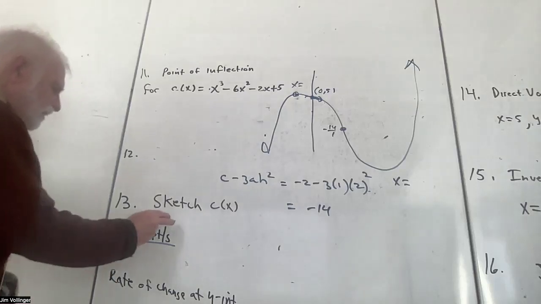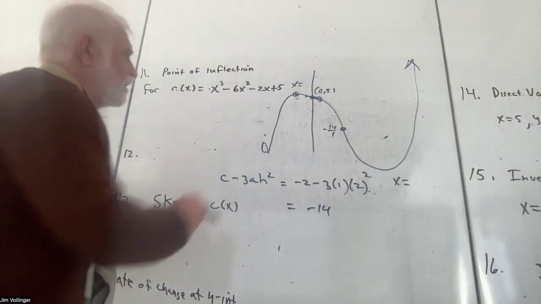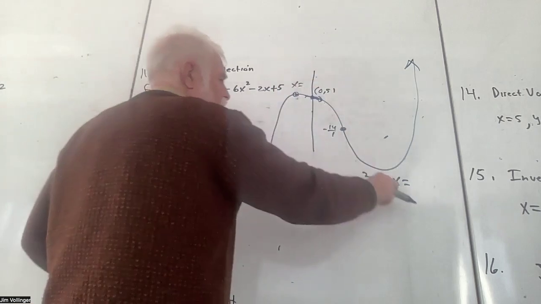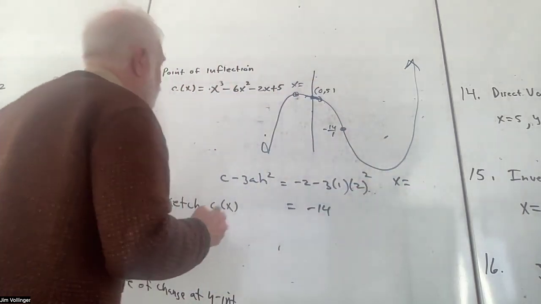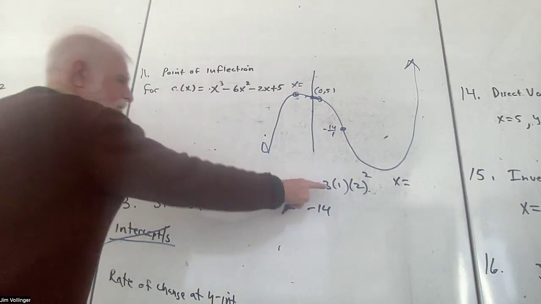We're not going to actually find the x-intercepts. We're going to find the max, local max, and local min x values. All right, so how do you do that? Well, let's put it in graphing form here.